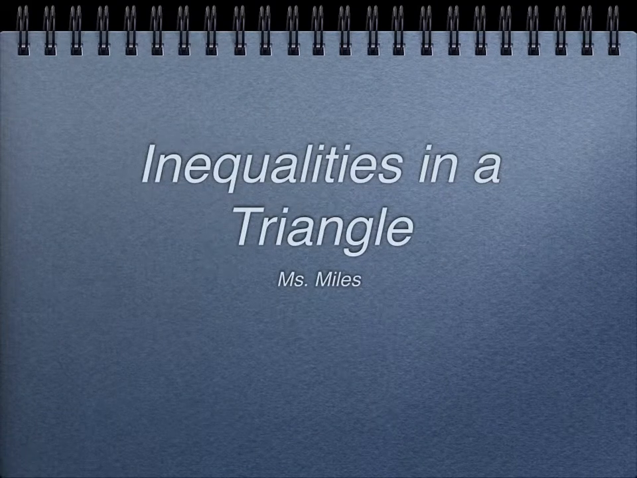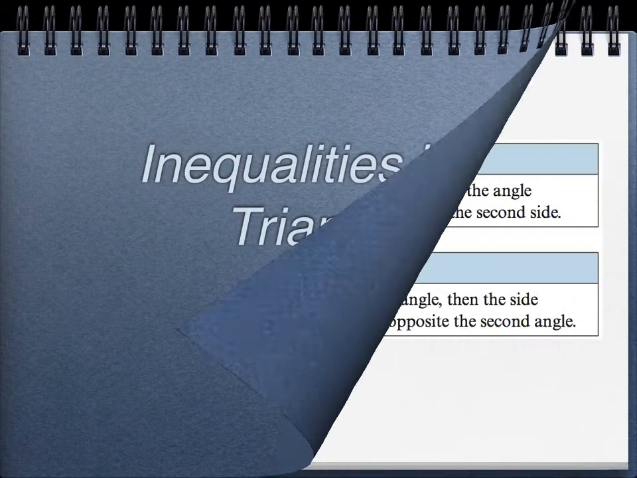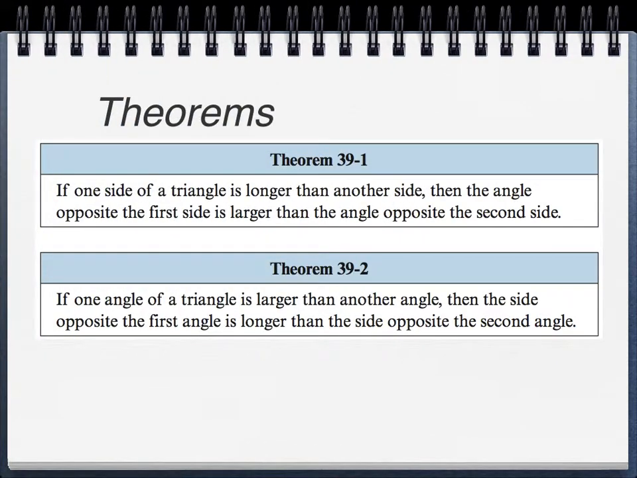Inequalities in a triangle. Let's look at two theorems. If one side of a triangle is longer than another side, then the angle opposite the first side is larger than the angle opposite the second side. And a related theorem, if one angle of a triangle is larger than another angle, then the side opposite the first angle is longer than the side opposite the second angle.